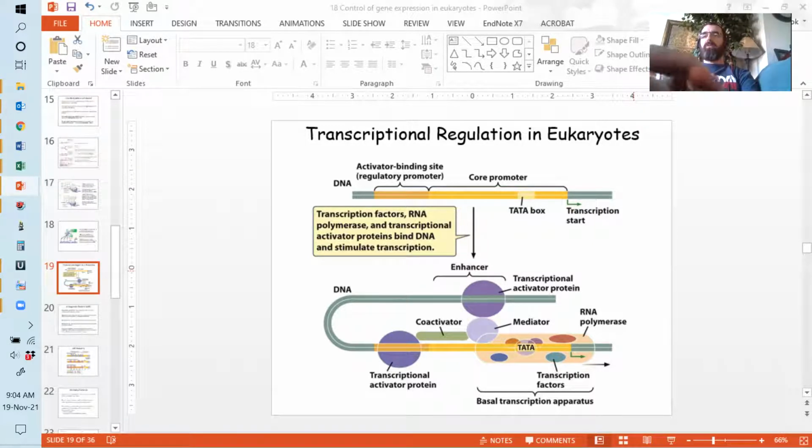Now, the regulatory promoter is essentially poorly defined, right? It's very hard to figure out exactly what constitutes a regulatory promoter in eukaryotes, because these things can be huge. They can rely on bits of DNA, as you see here, which are nowhere near the gene being controlled, right? So they're poorly defined, can be huge, and they contain DNA sequences that are recognized by regulatory proteins.